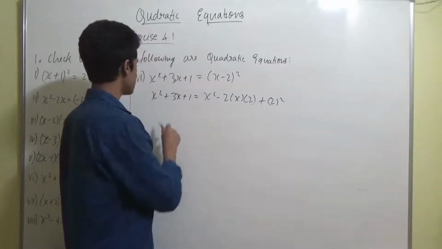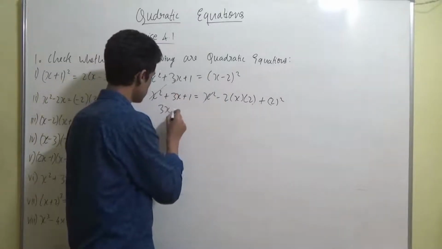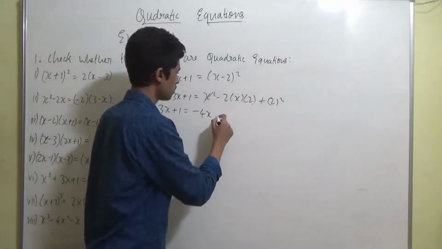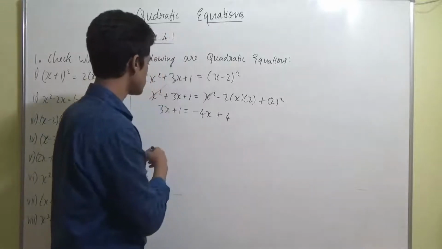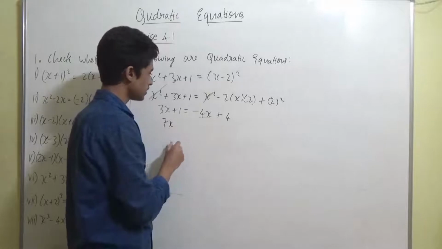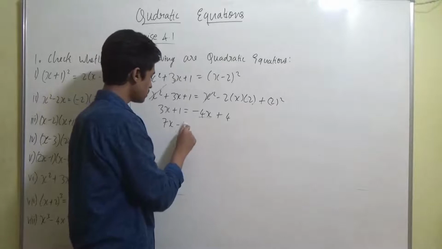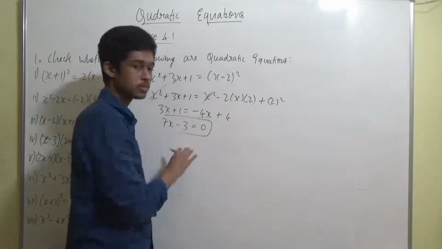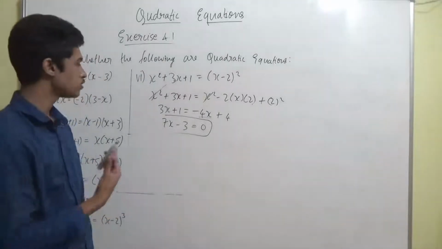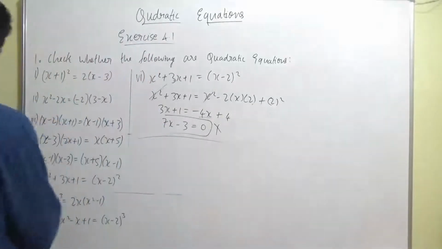Now I'll start. If you see here what happens, x square and x square terms will get cancelled, right? Now I'll start writing the equation. It comes equal to minus 4x plus 4. When I bring all the terms towards LHS, this minus 4x becomes plus 4x, so it will become 7x. And when 4 comes to LHS, it's going to become minus 4. 1 minus 4 is minus 3 equal to 0. Now if you see this equation, guys, it's not a quadratic equation because the highest degree is only 1, which means it's a linear equation, so it's not a quadratic equation. Getting it, guys? Now let's go to the 7th sub question.